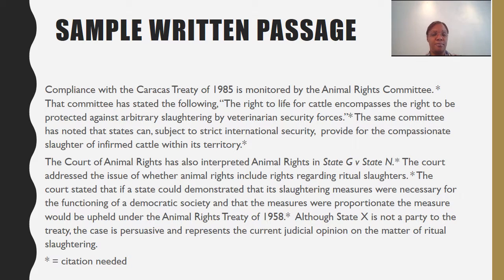Here's a sample written passage. Pause this recording to read the passage. There are examples of references to treaties as well as interpretations by a court case.